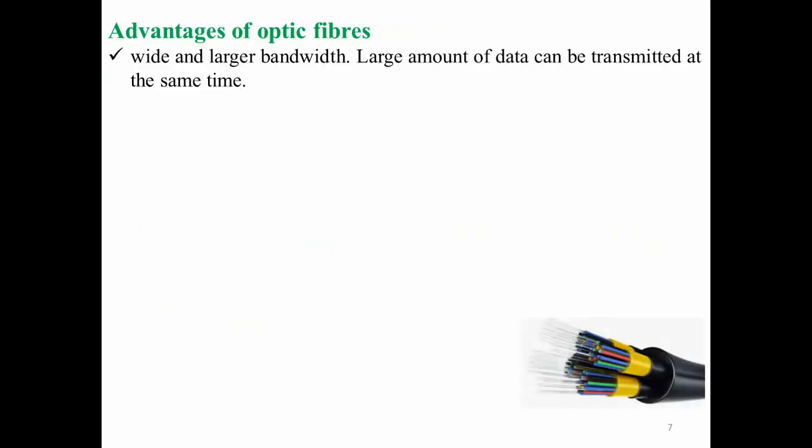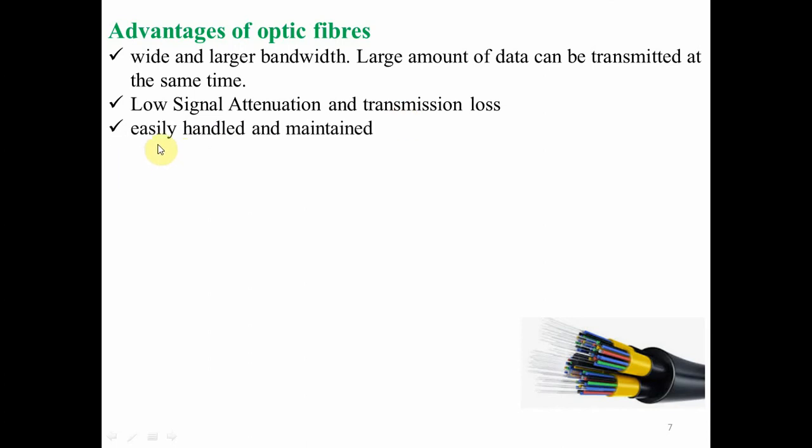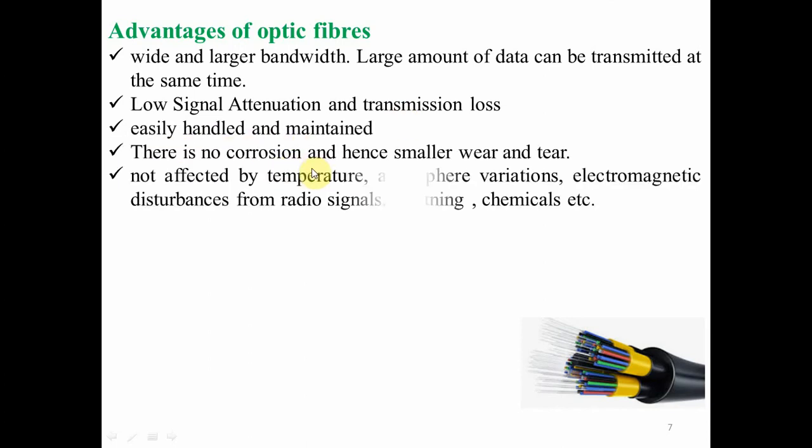Advantages of optic fibers. They have wide and large bandwidth. So large amount of data can be transmitted through the fiber at the same time. They have low signal attenuation and low transmission loss. Easily handled and maintained. There is no corrosion and hence small wear and tear. They are not affected by temperature, atmospheric variations, electromagnetic disturbances from the radio signals, lightning, chemicals, etc. They are very thin, light and flexible.